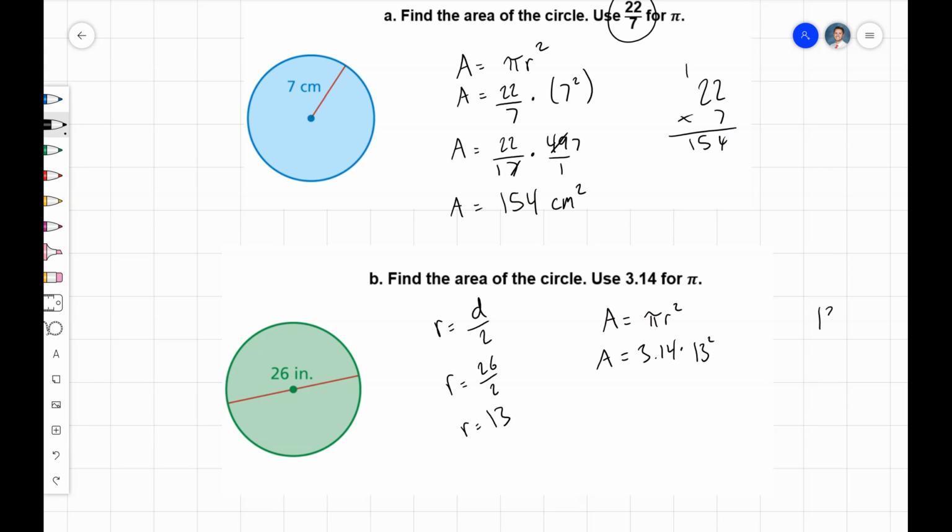So 13 squared is 13 times 13. And we get 169. So A will be equal to 3.14 times 169. And we can do that multiplication now.